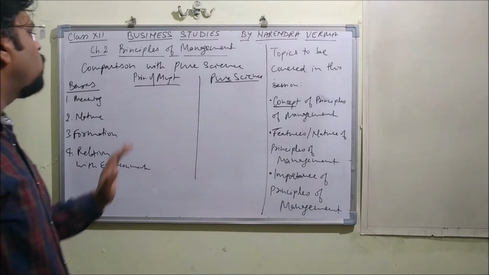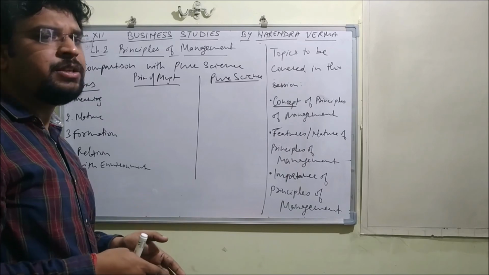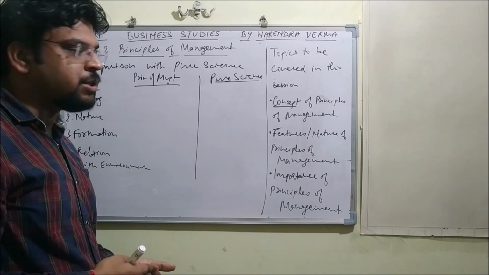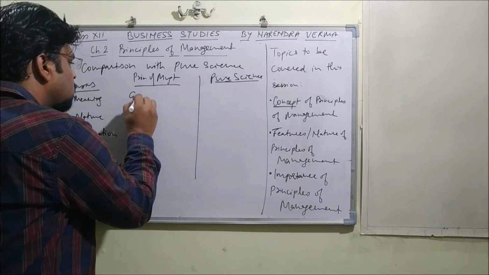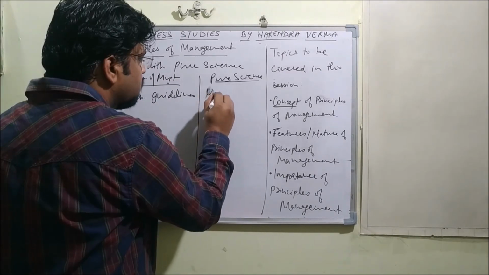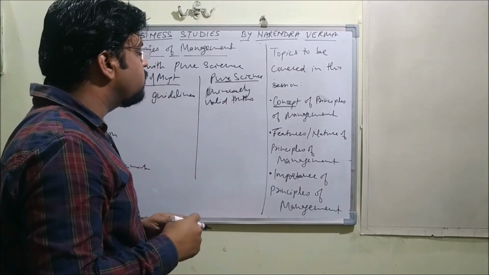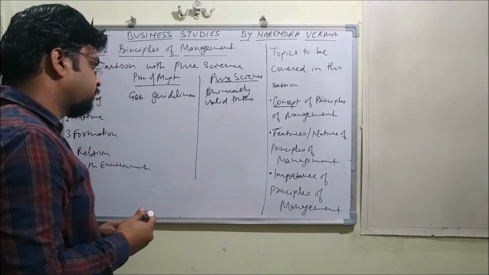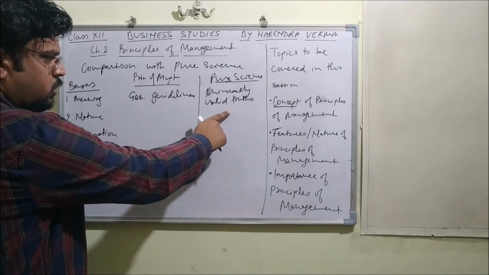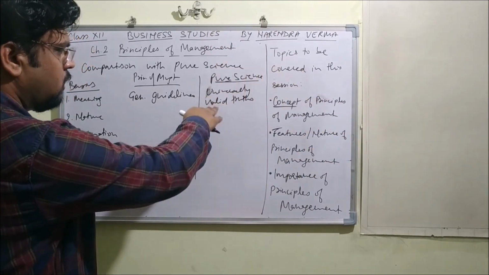So first, let's talk about the meaning of principles of management. As we have already learned, principles of management are general guidelines for taking decisions and influencing the behavior of the manager. And what is pure science? Pure science is universally valid truth which can be verified anytime. These are universal truths which are universally valid. Now let's talk about nature. We have already understood this point when we were comparing management as science.